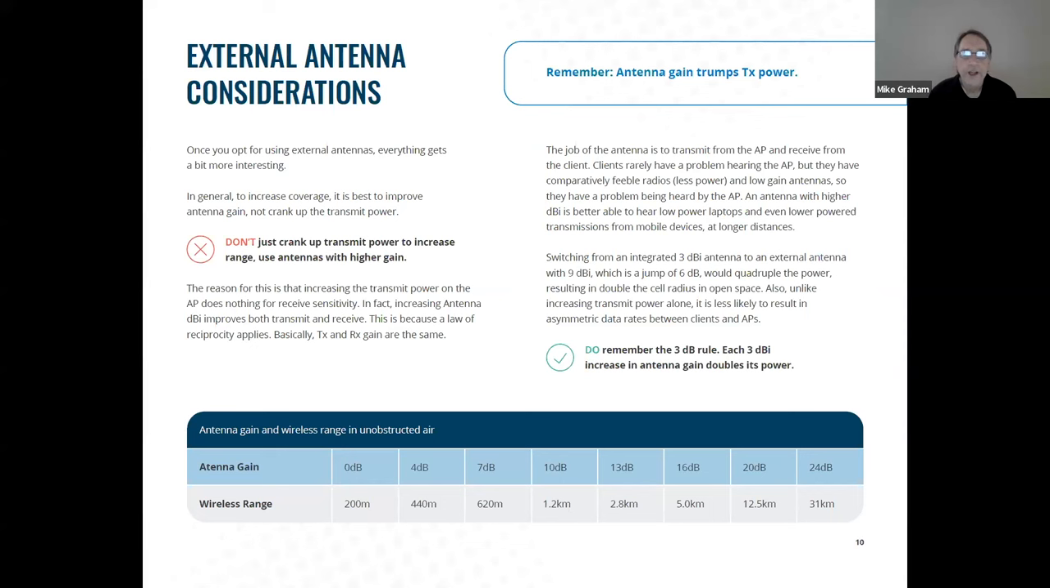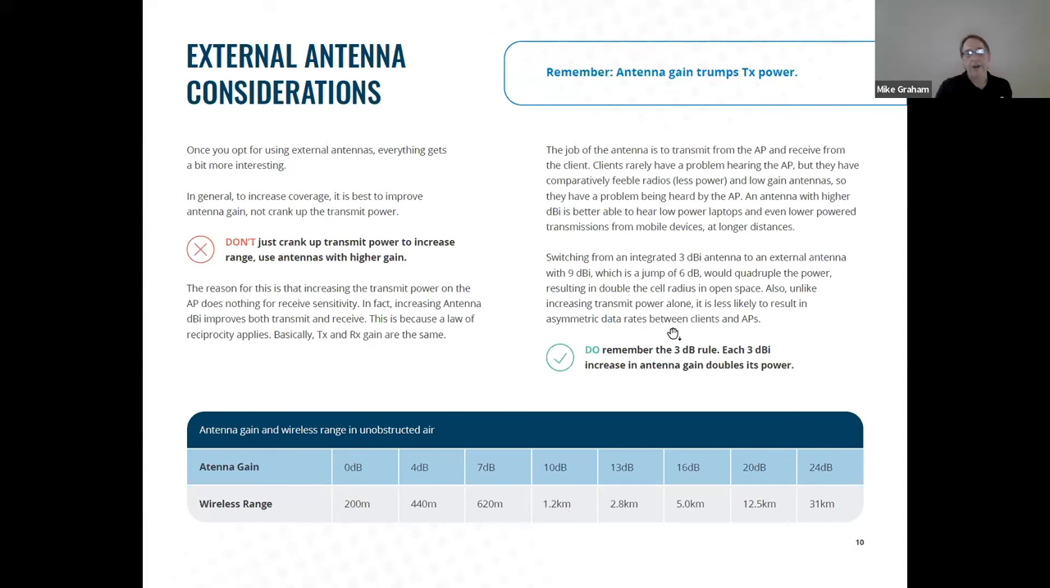Some other considerations. We talk about antenna gain versus transmit power. And the big thing to remember is that turning up the power on an access point turns up half of the link. It turns up the access point to the client, but it does nothing for the client to the access point side. Antennas help on both sides. So they increase the receive sensitivity as much as they increase the transmit power, which is one of the reasons that antenna gain is frequently a better way to go than just turning up the power.